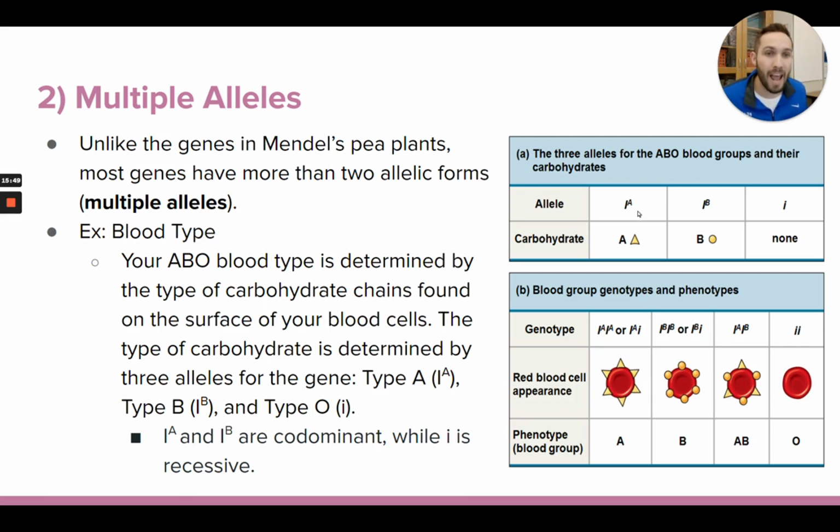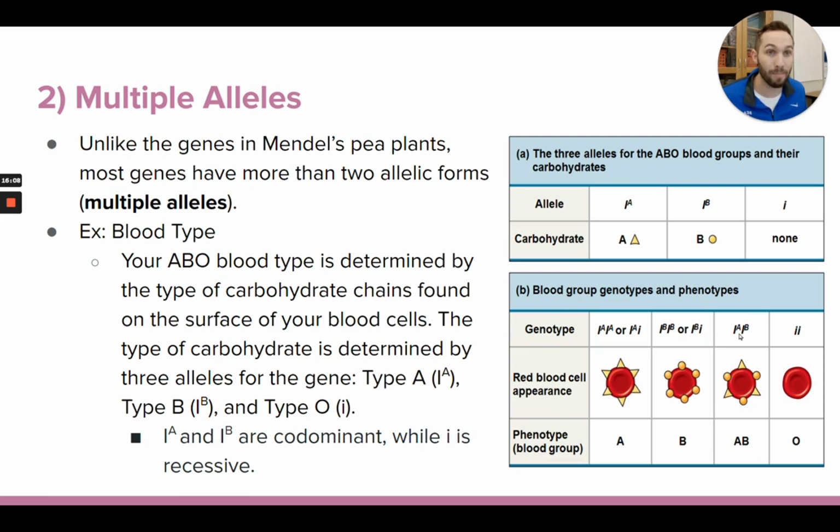Now, the A allele and the B allele are actually co-dominant. So here's an example of co-dominance. A and B are co-dominant. So if you end up with an A allele and a B allele, which is possible, that's how you end up with type AB blood. You're going to make the A antigen and the B antigen on your red blood cells. So you're going to have type AB blood.